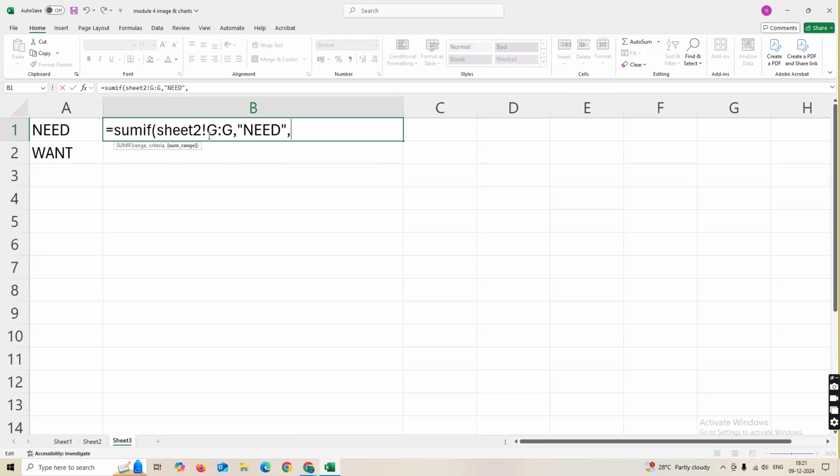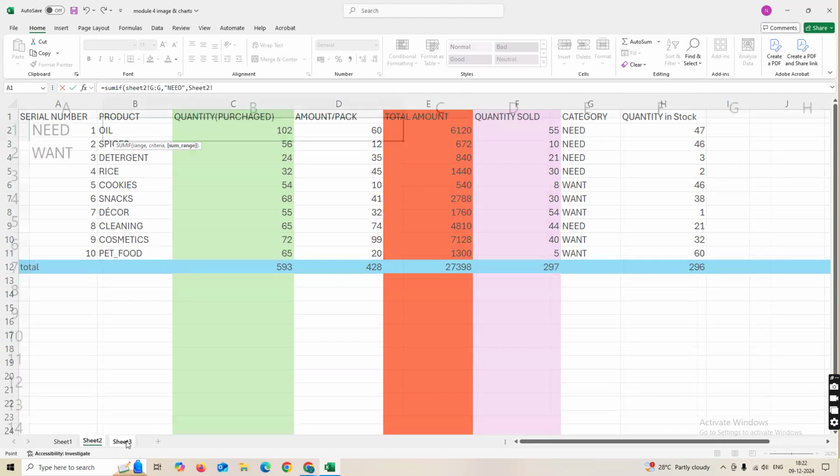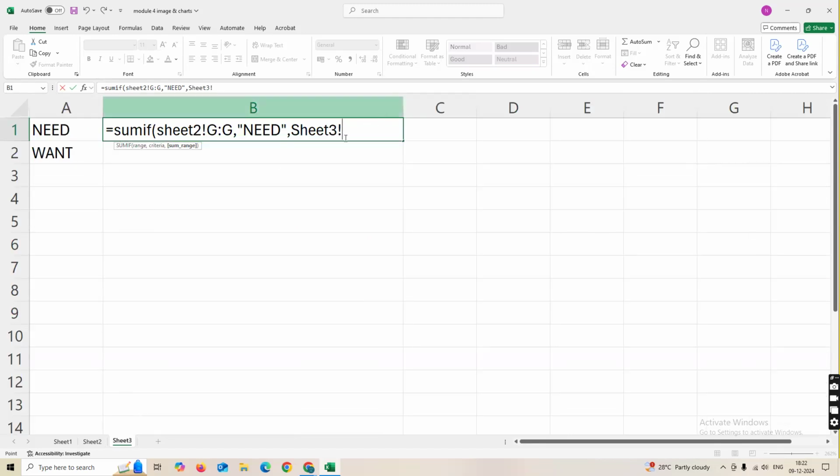Do you think this formula is completed? No, we have just referred the sheet G as of now. Now we have to refer E as well. Amount we have to calculate, according to category. So we have to mention both. Yes, we have to mention both.